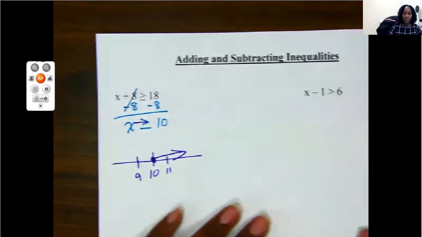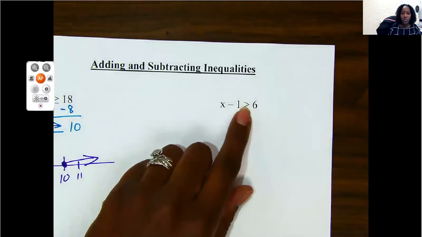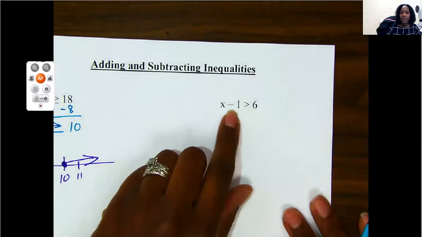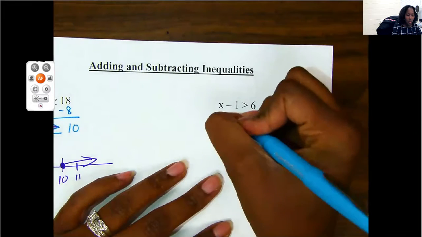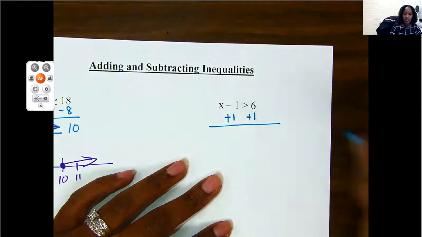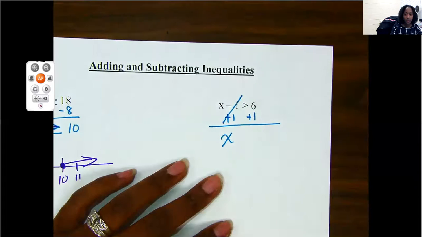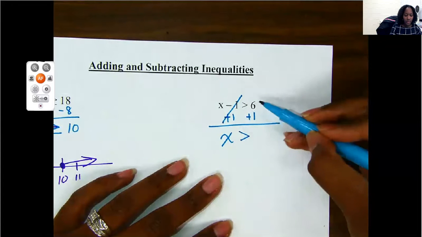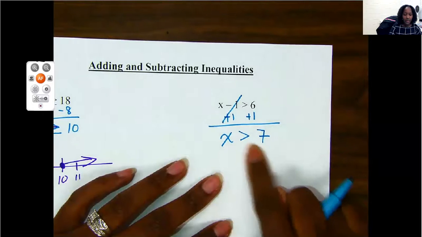All right, let's look at the next one. I have x minus 1 is greater than 6. Again, I'm going to ignore the inequality symbol, and I'm just going to focus on this side of it. I want x by itself. I have to get rid of the negative 1. The opposite of a negative 1 is positive 1. So I'm going to be adding 1 to both sides of the inequality. A negative 1 and a positive 1 will cancel and leave me with just my variable. I'm going to bring the inequality symbol down. And then over here, 6 plus 1 gives me 7. So x is greater than 7.